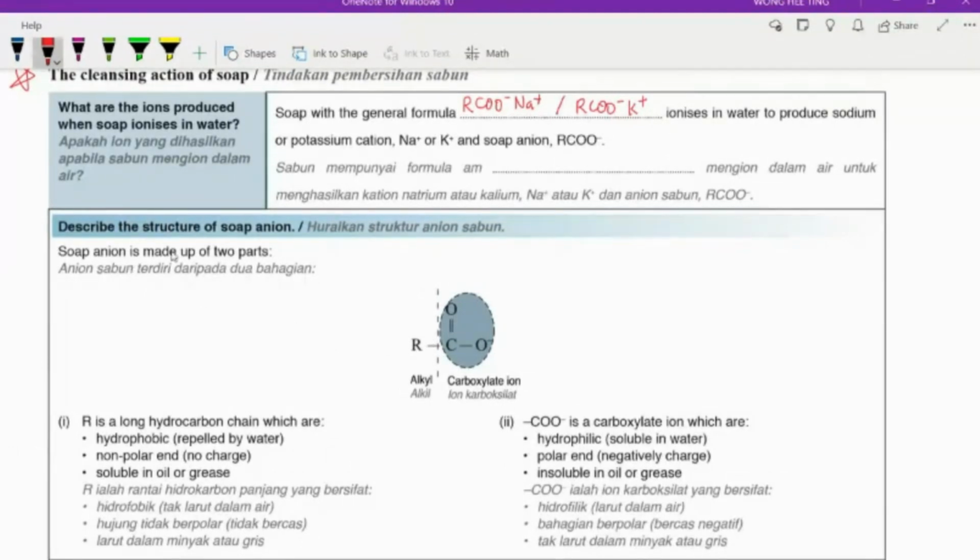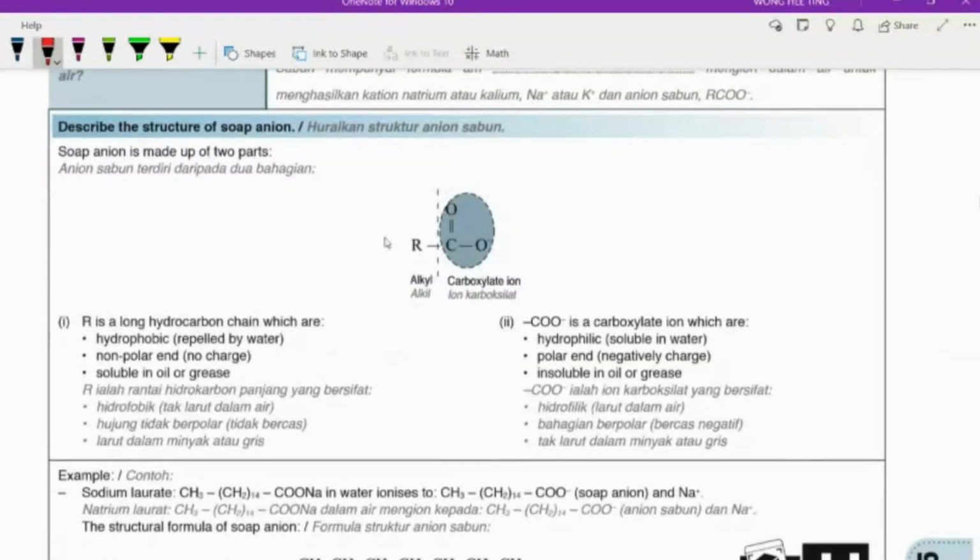Okay, now the detergent and the structure of the salt and ions. This one is a carboxylate ion, right? This one is the alkyl group. R is hydrophobic, repelled by water. This one is called the tail, and this one is called the head. The tail is a long chain of alkyl group. Note down or highlight this hydrophobic part, the hydrophobic tail. It is non-polar with no charge, and soluble in oil or grease.